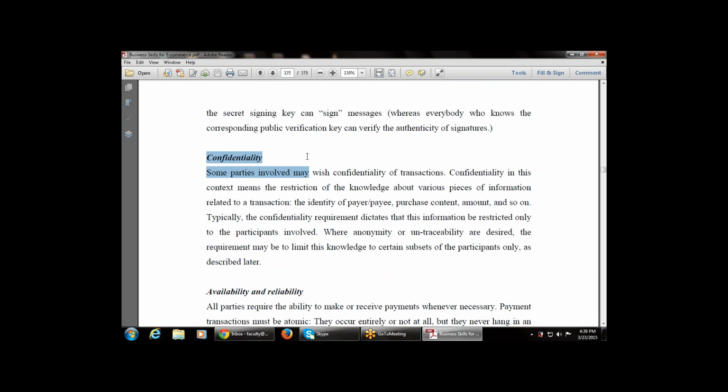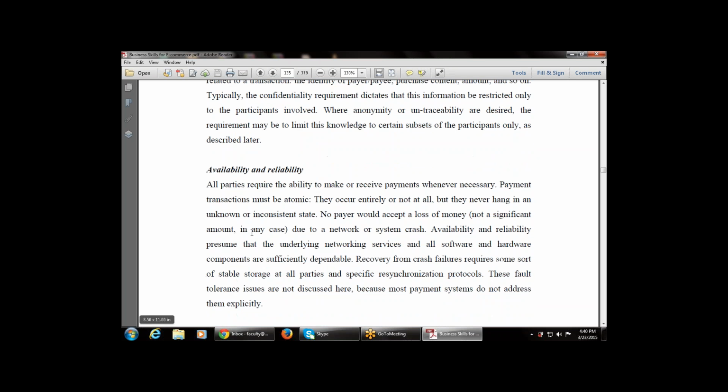Then the next part is integrity and authorization, and the second one is confidentiality, that the information is confidential and must be known only to the party involved. The next part is availability and reliability. That is, the information is available to each and every participant who is involved in the transaction. So this says all parties require the ability to make or receive payments whenever necessary.